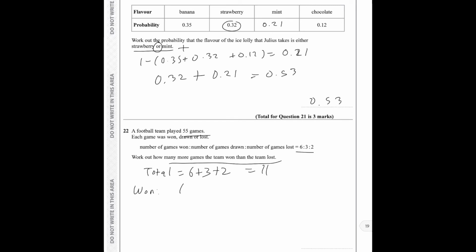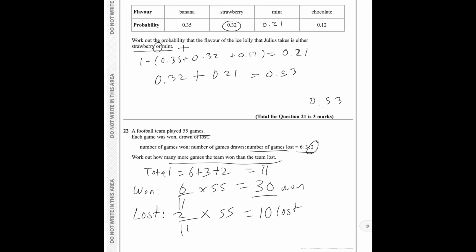That's 11. So the games that are won, there are 6 games won out of 11, times a total of 55 games being played. So 6 over 11 times 55, they have won about 30 games. And the number of games that were lost, it's given as 2 out of 11 in the ratio. So 2 over 11 times 55 games, you have about 10 games that were lost.